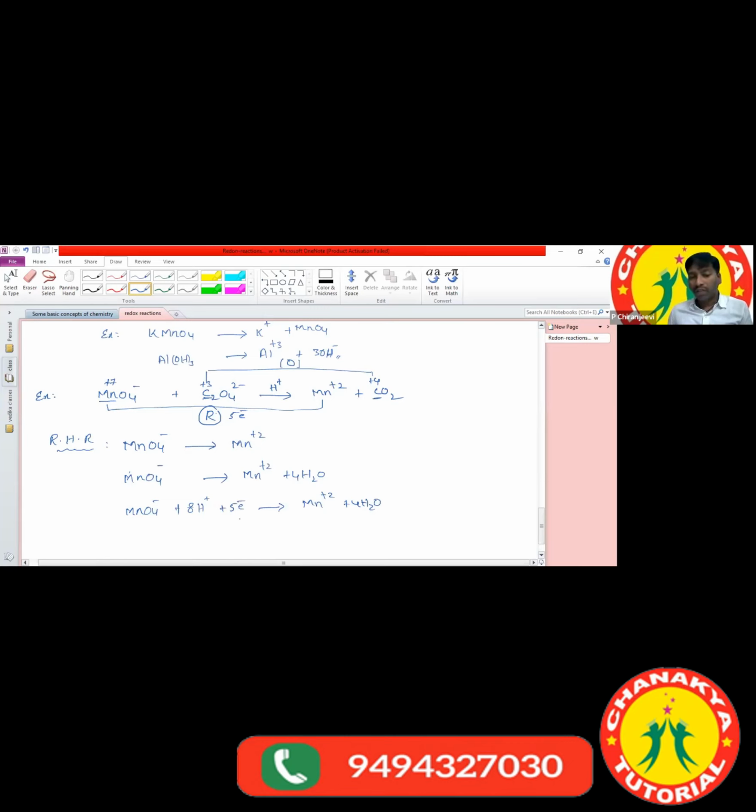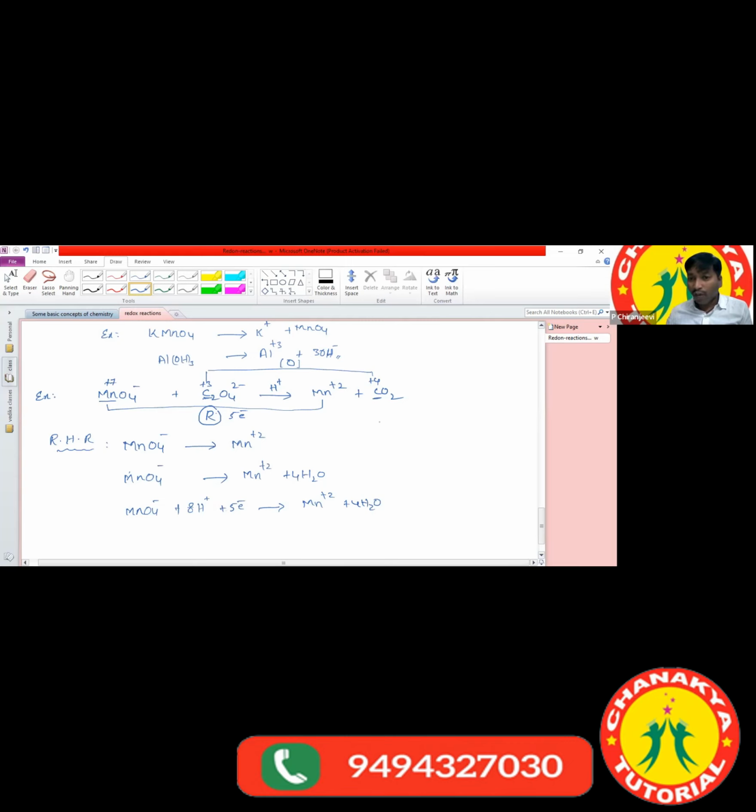Why are we adding electrons on the left hand side? Gaining of electrons is represented on the left hand side. Losing of electrons is represented on the right hand side. Now the whole equation is balanced.